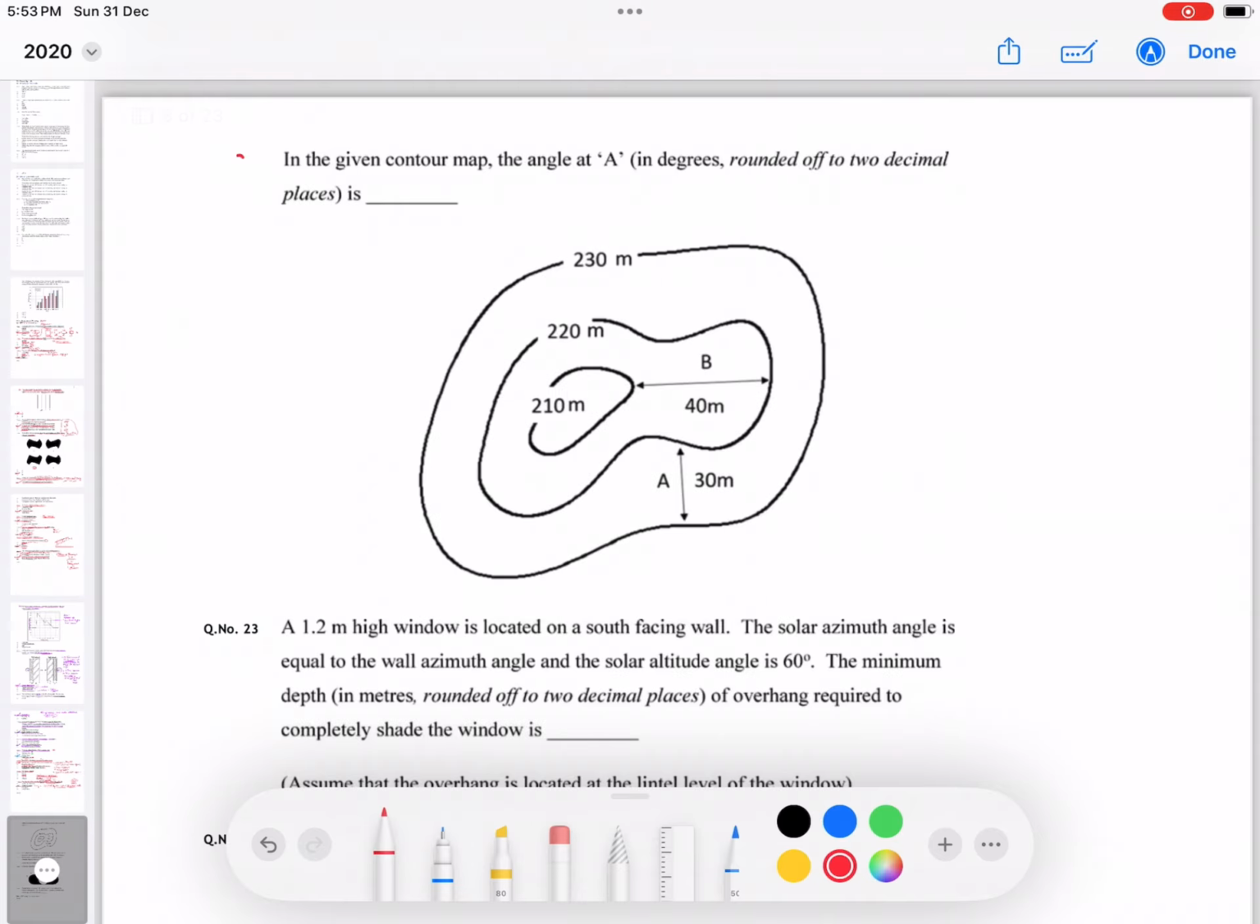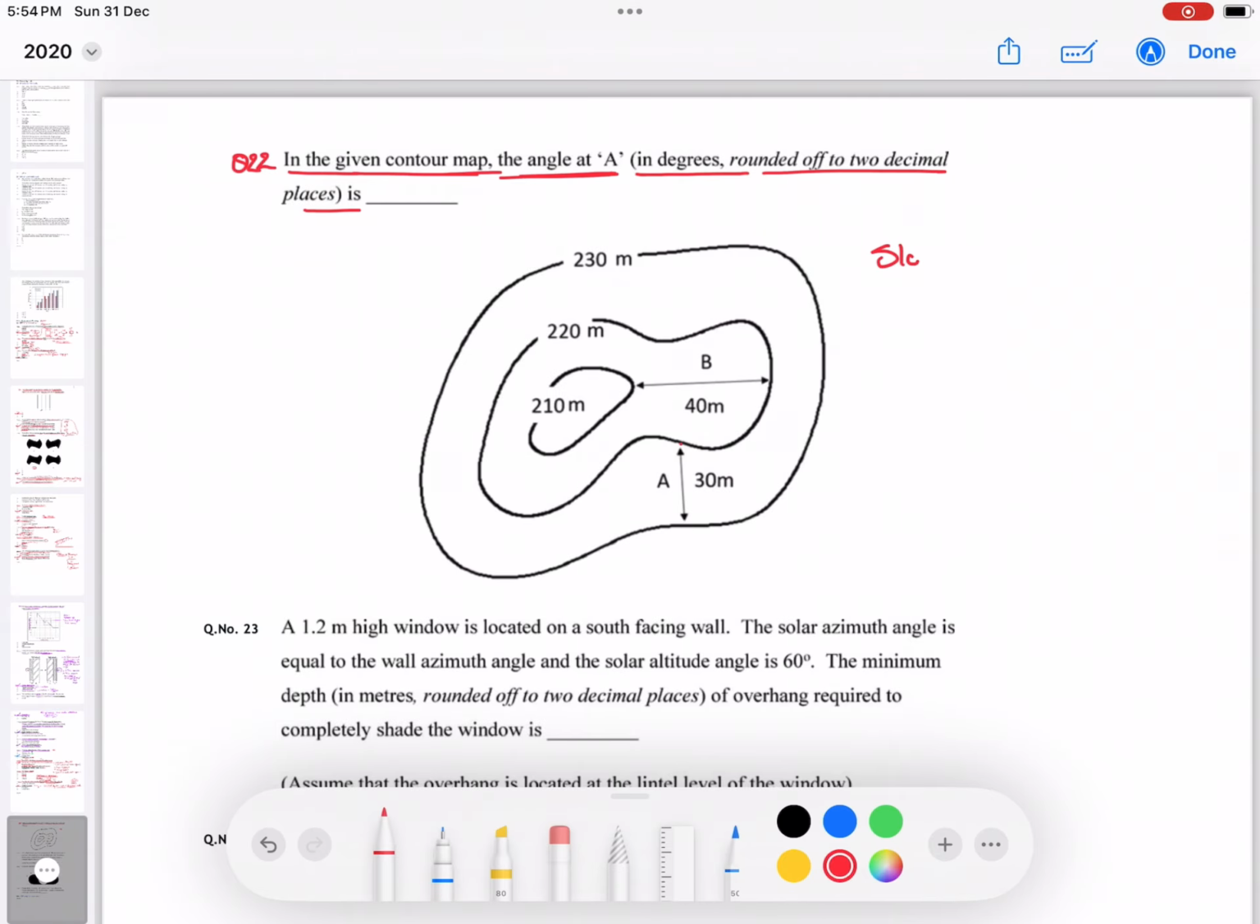Moving on to question number 22. This is again a very simple question, and it will give you 2 marks without even trying, and it's very simple maths. In the given contour map, the angle at A, in degrees, round off to 2 decimal places. They are asking what it will be. They have given you this. So, can you do it?